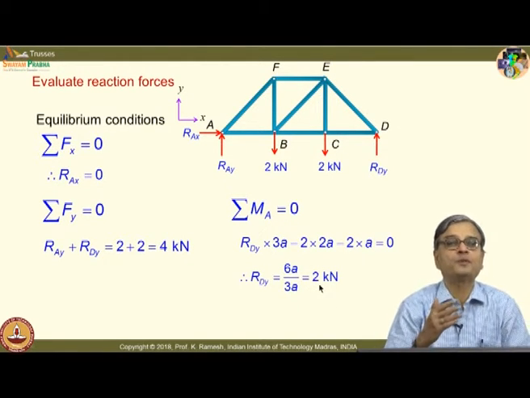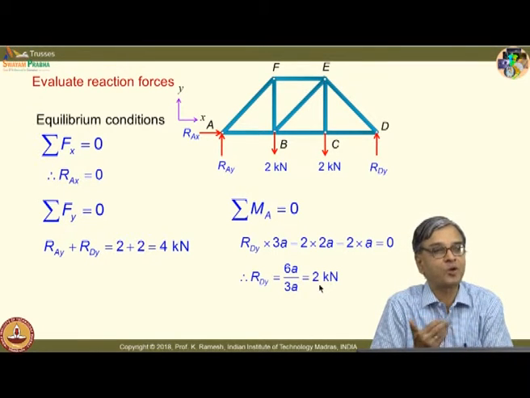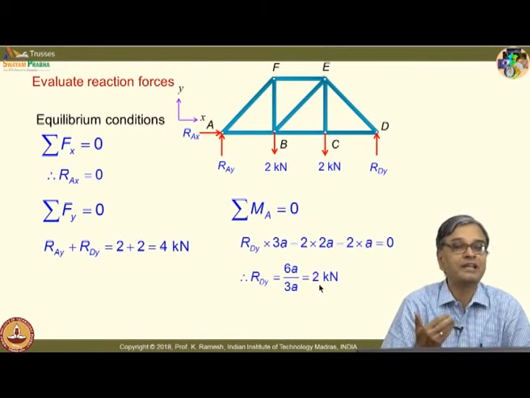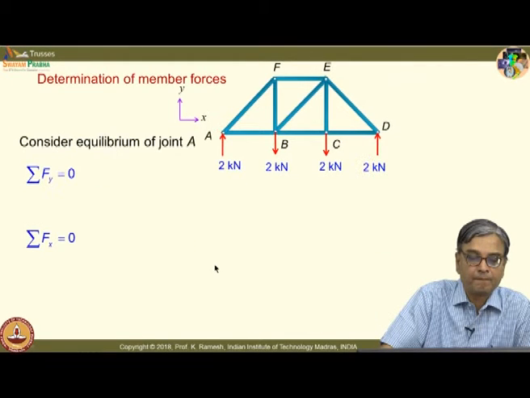And I told you earlier the problem is symmetric, very simple. Even by inspection, after you solve several problems, you can afford to write the reactions, mentally doing all these calculations. So, I would get RAY is also 2 kilonewtons. So, I have the complete free body diagram now. The unknowns are determined and I have these as the force interaction at A and D.